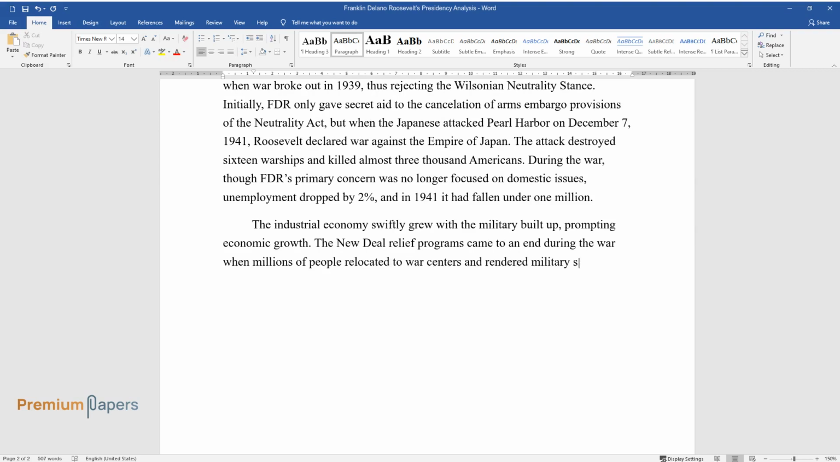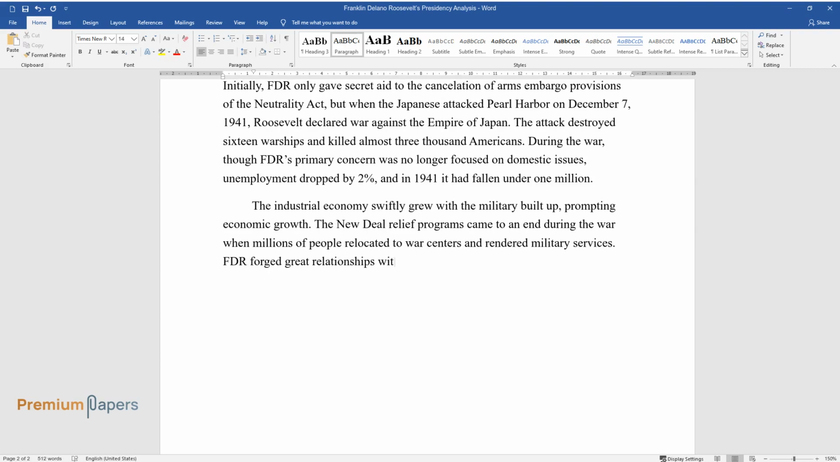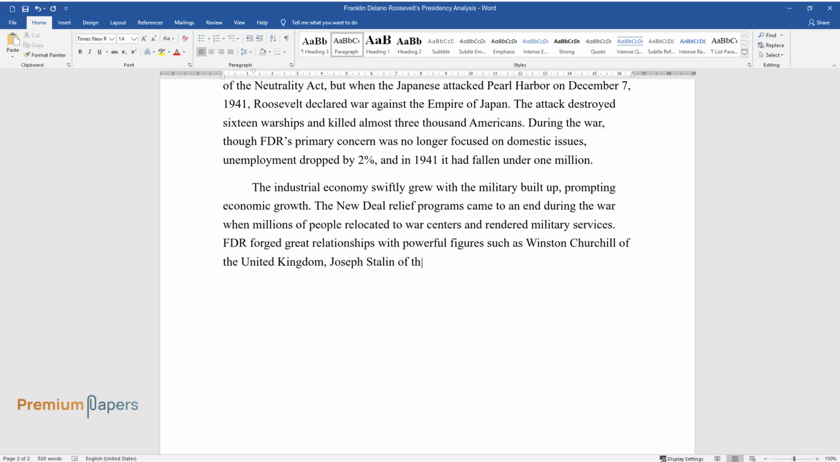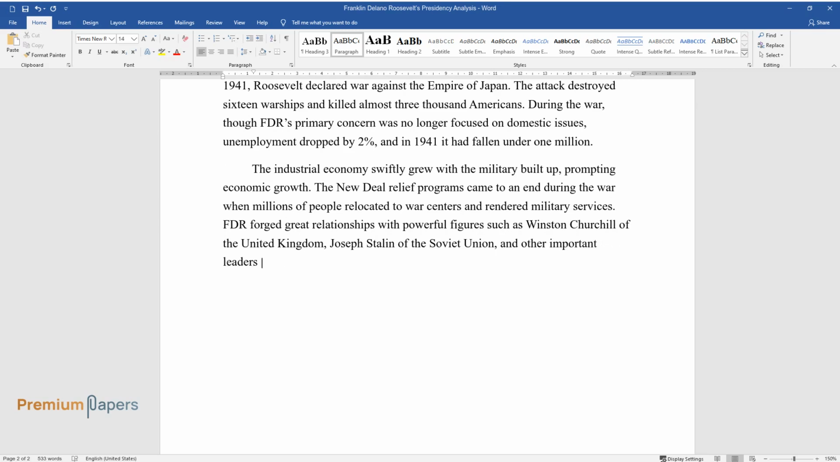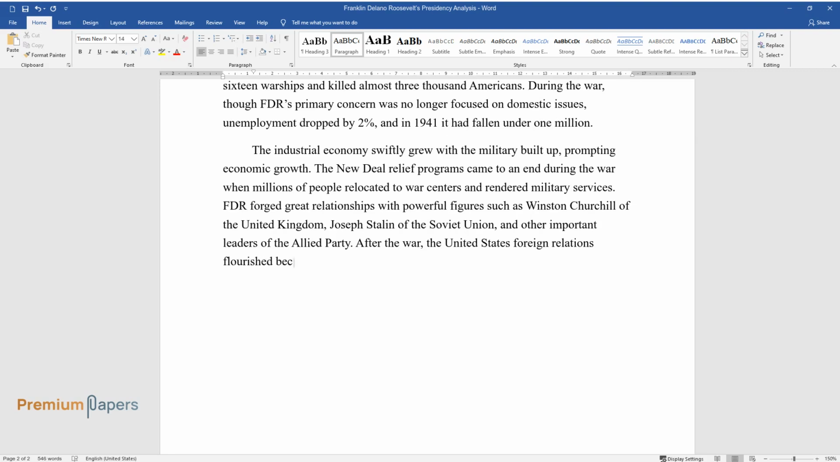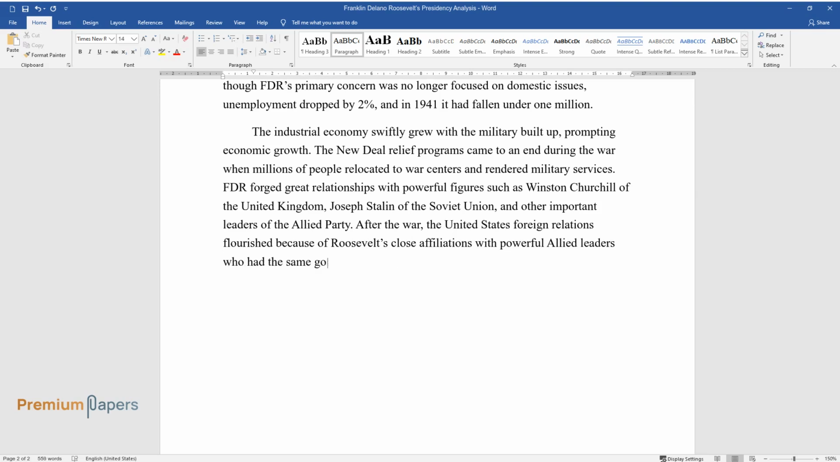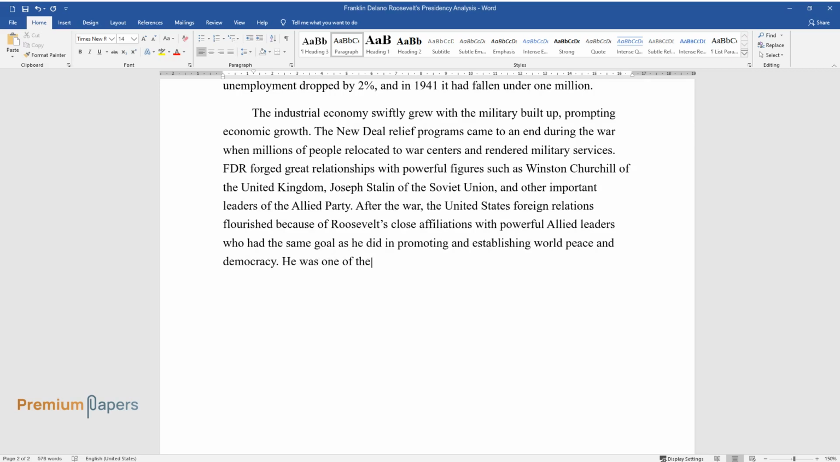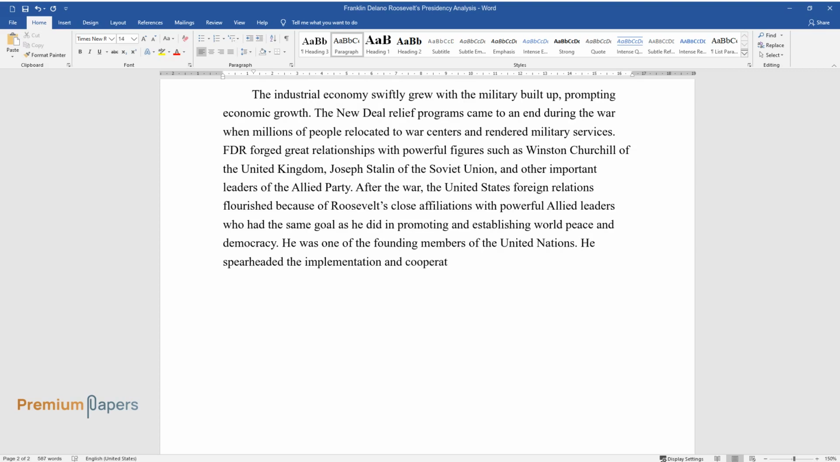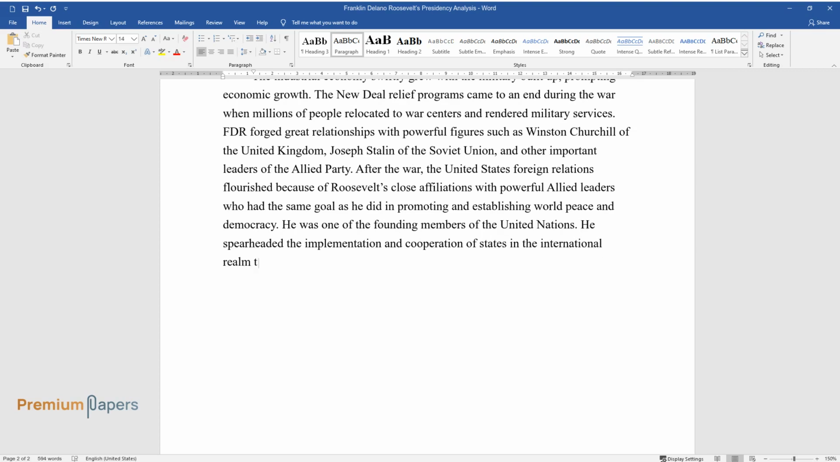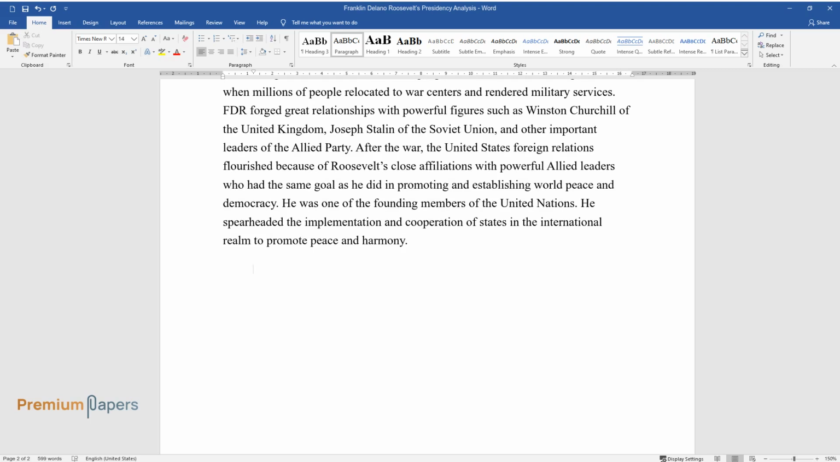and rendered military services. FDR forged great relationships with powerful figures such as Winston Churchill of the United Kingdom, Joseph Stalin of the Soviet Union, and other important leaders of the Allied Party. After the war, the United States' foreign relations flourished because of Roosevelt's close affiliations with powerful Allied leaders who had the same goal as he did in promoting and establishing world peace and democracy. He was one of the founding members of the United Nations. He spearheaded the implementation and cooperation of states in the international realm to promote peace and harmony.